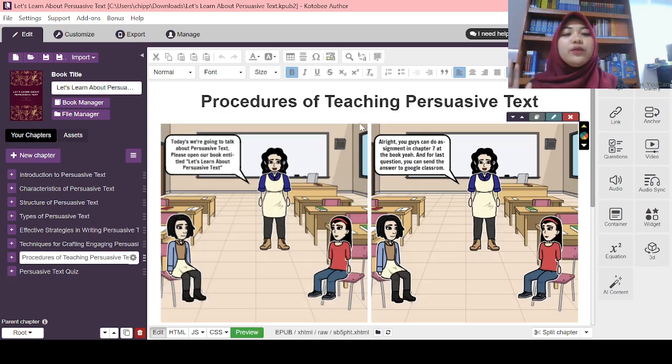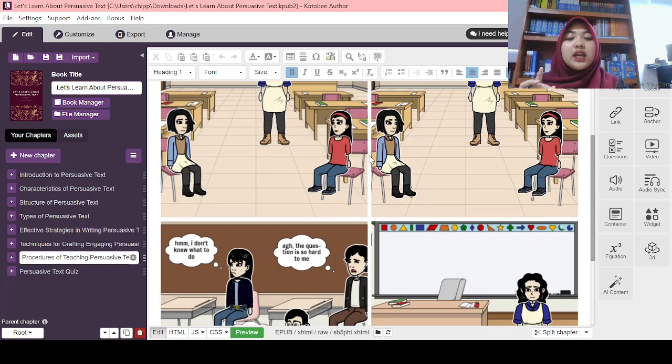Okay, so I created a comic strip using storyboard. Now let's discuss the comic strip made in storyboard. In this comic I illustrated the teaching procedure for persuasive text. As you can see, there will be four comic strips.